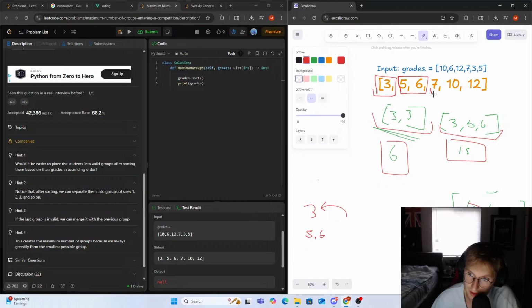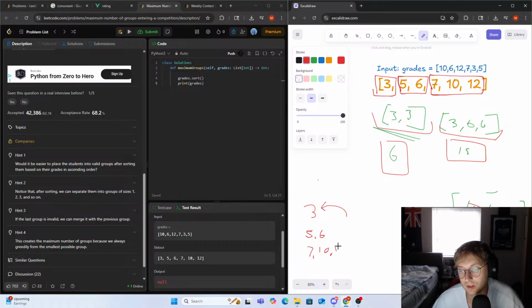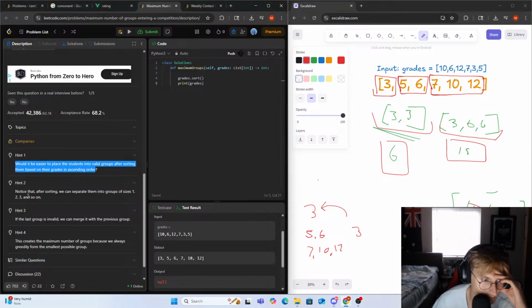Then we'd start from here, and we would do, okay, well, 7, 10, 12, we would add 3. 7, 10, 12, that would work, right? We would return our maximum of 3. I don't think it's that straightforward, though. If the last group is invalid, we just merge it. This creates the maximum number of groups because we always greedily form the smallest possible group.